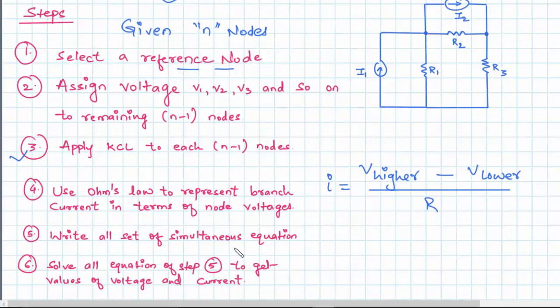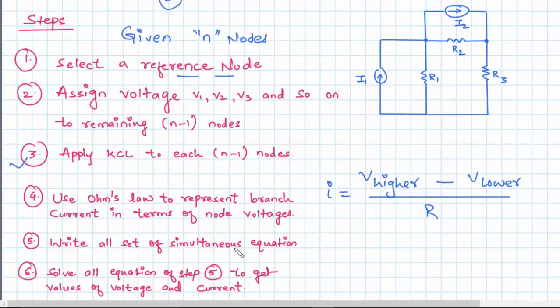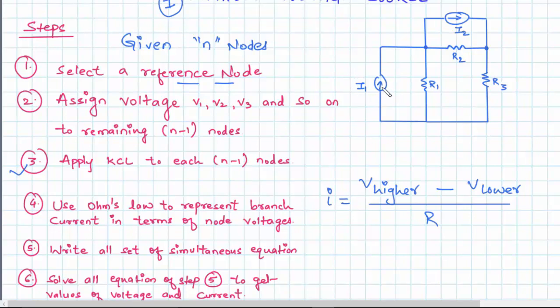Let's apply these methods in this very simple circuit given over here. So we have two current sources. Since we are considering case 1, there is no voltage source in this circuit. We have two current sources, I1 and I2. We have 3 resistances, R1, R2 and R3. We need to apply all these 6 steps in this circuit. Alright, so let's try to solve it.